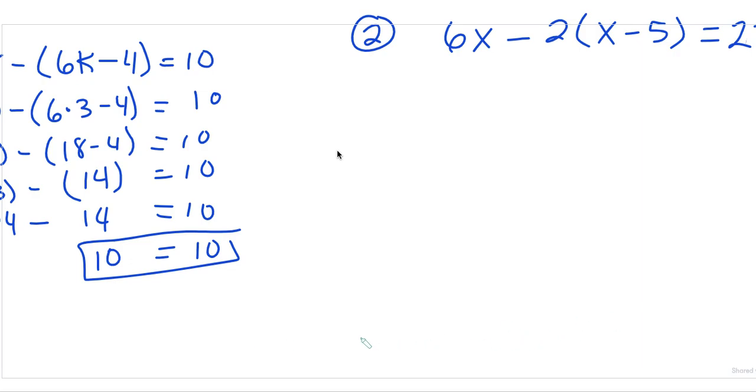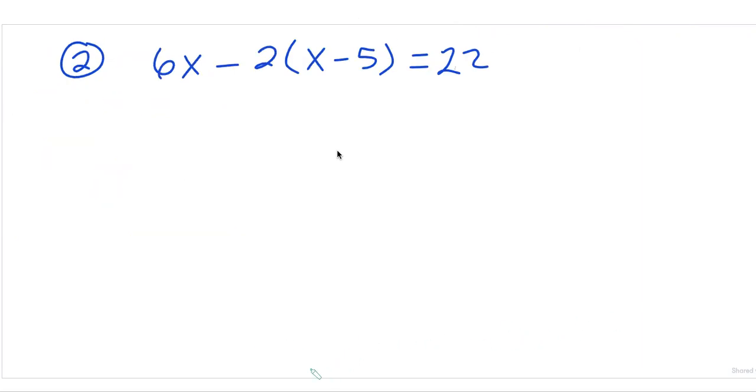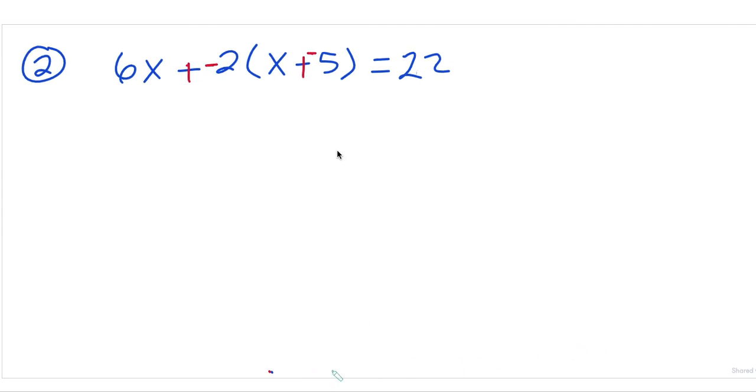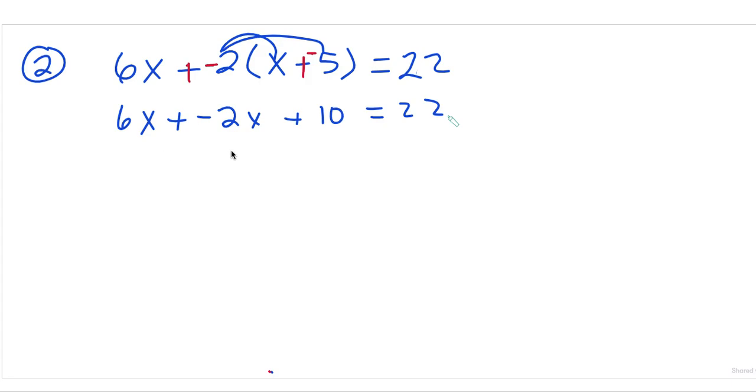All right, so let's look at the next one. Same thing, we have to make sure that we do our keep, change, change because we see our subtractions. So keep, change, change, and then keep, change, change. And we're going to go ahead and solve. So we have 6x plus distributive -2x plus distributive +10 is equal to 22. Again, we have combined like terms. So we're going to have 4x plus 10 is equal to 22.